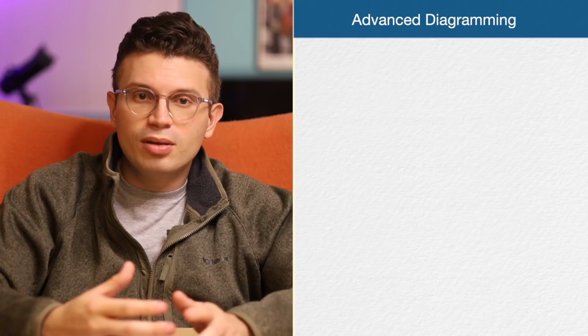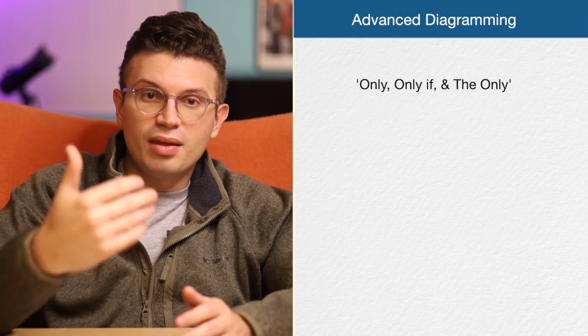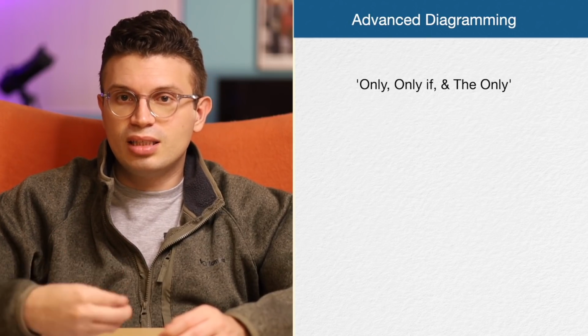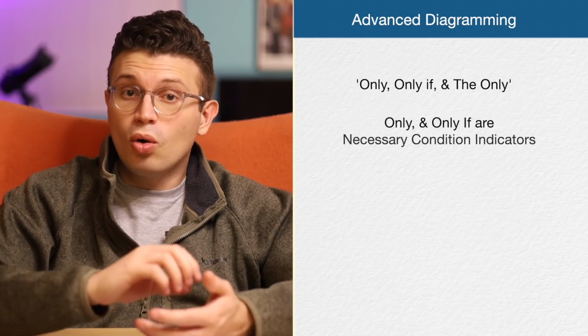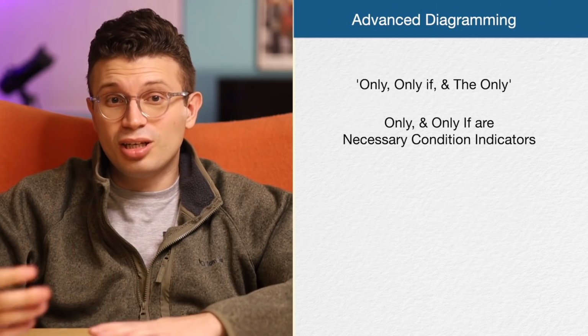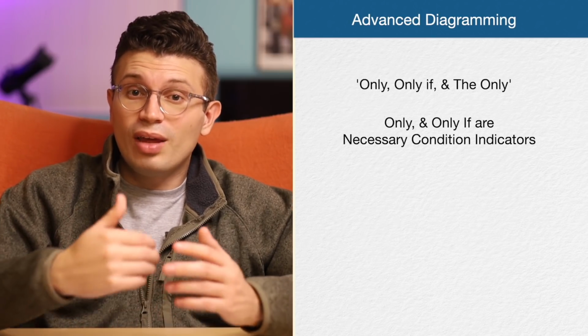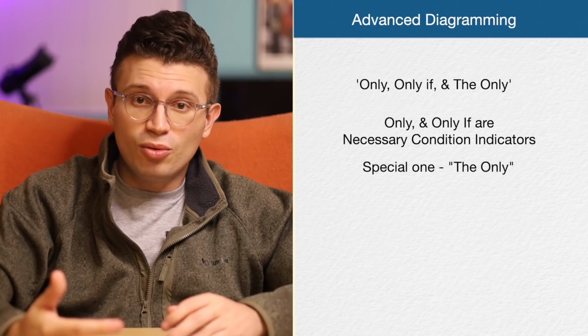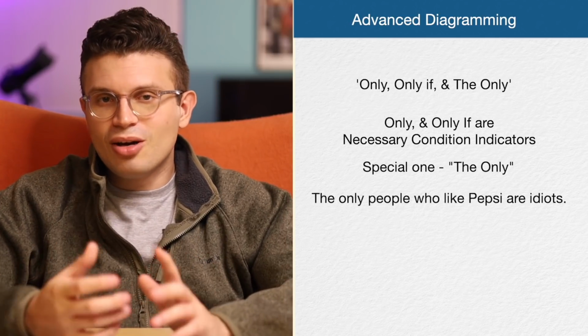Our next type, right, is "only," "if," and "the only." So if you remember from our discussion of the sufficient and necessary indicators, "only" and "only if" are necessary condition indicators. Well, guys, they have a stupid cousin, and his name is "the only." Let me give you an example. The only people who like Pepsi are idiots.